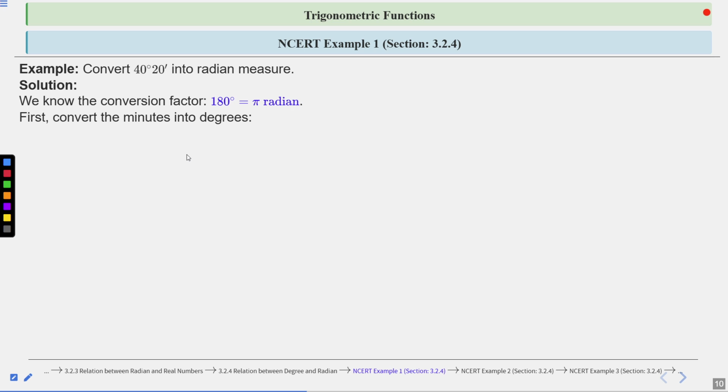First, convert the minutes into degree. In order to convert this 40 degree 20 minutes, we require the complete degree measure. So the first step is to convert minutes into degrees. This 20 minute is simply 20 by 60 degree, if you recall how we defined minutes. Now after simplifying, you will get this is equivalent to 1 by 3 degree.